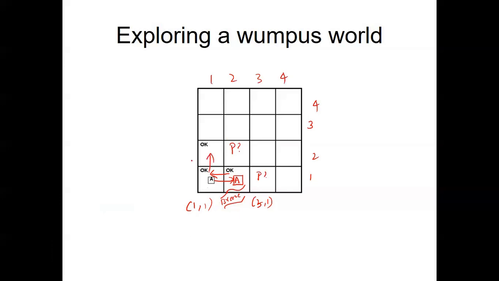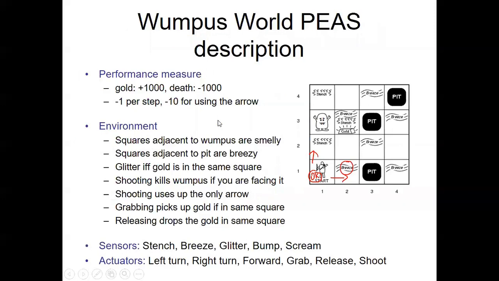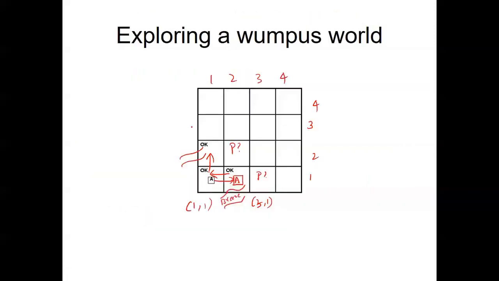When the agent goes here, what will he sense? Wumpus is here. So if you go back to the diagram, Wumpus is here. But we don't know where the Wumpus is; the agent doesn't know where the Wumpus is. But when the agent goes here, he will experience stench. If he is experiencing stench, then what does it mean? Wumpus should be here, or here, or here.